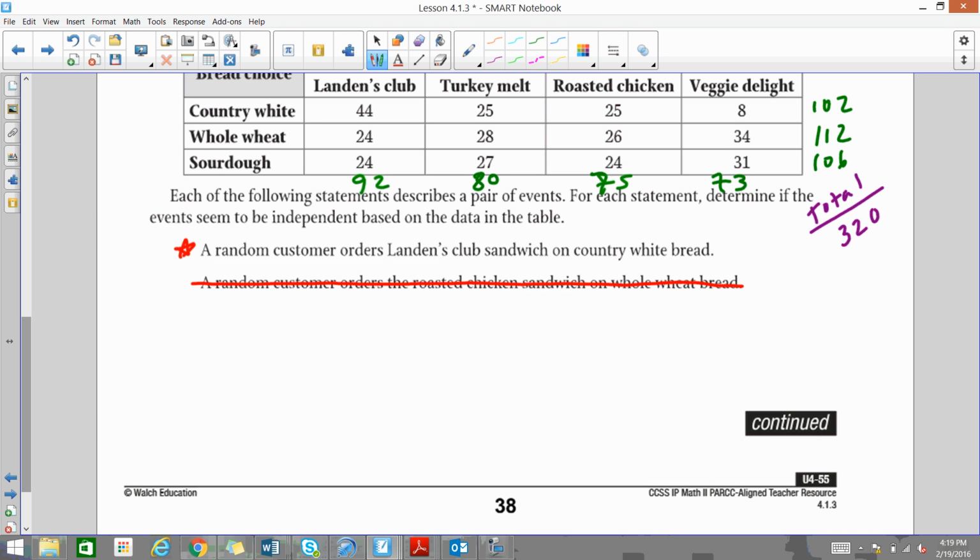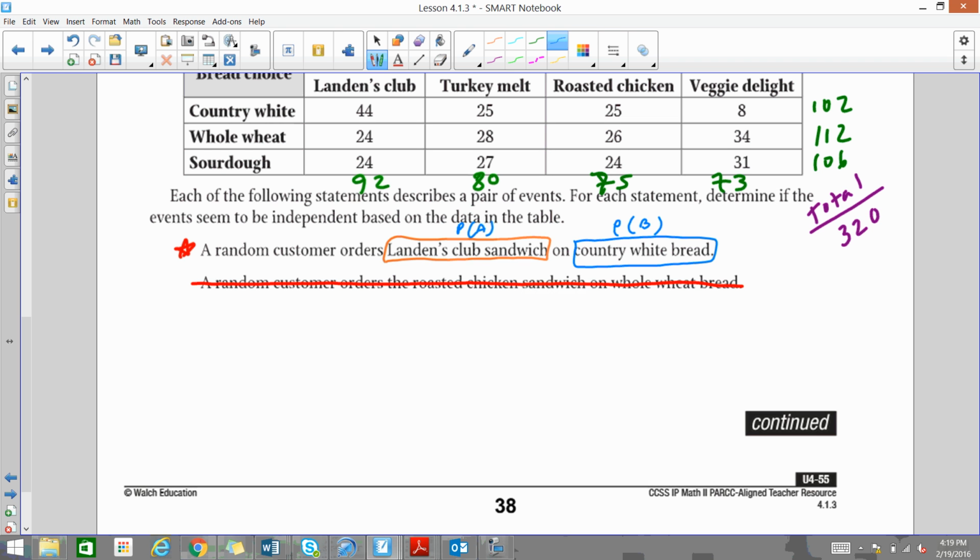So we want to see if these are independent events. A random customer orders Landon's Club sandwich on country white bread. So what we're looking for is Landon's Club sandwich. Is that independent or dependent with country white bread? So this technically is your probability of A, and this is technically your probability of B. So we're looking, are these two independent or dependent?